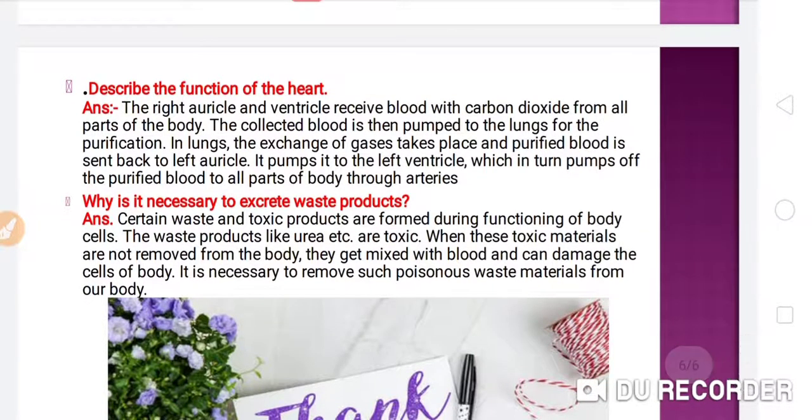Why is it necessary to excrete waste products? Certain waste and toxic products are formed during functioning of body cells. The waste products like urea, etc. are toxic. When these toxic materials are not removed from the body, they get mixed with the blood and can damage the cells of the body. So it is necessary to remove such poisonous waste material from our body.